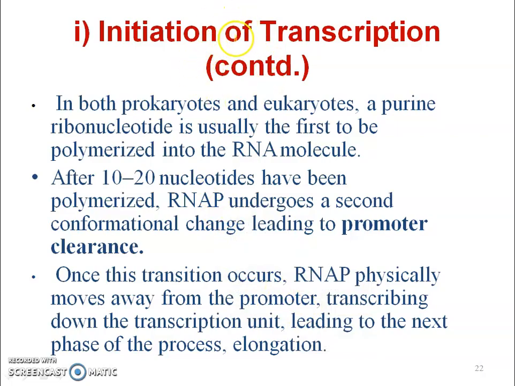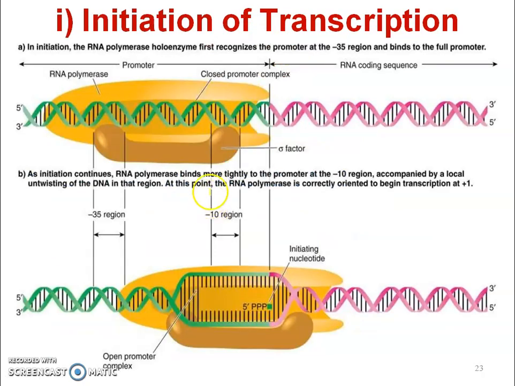Then after 10 to 20 nucleotides have been polymerized, the RNA polymerase undergoes a second conformational change leading to promoter clearance. So when 10 to 20 nucleotides are made, the promoter will be removed. That means the RNA polymerase will physically move away from the promoter, transcribing down, that means coming downside, through the transcriptional unit, through the structural gene, leading to the next phase, that is, elongation.